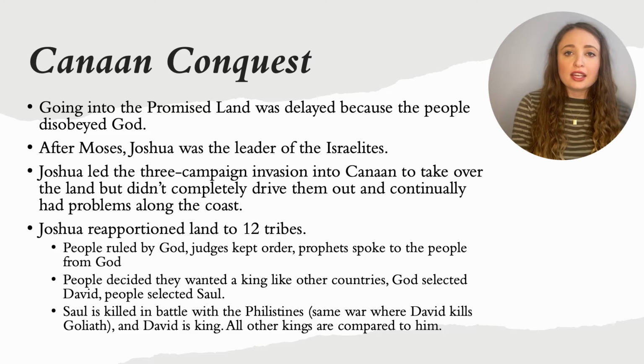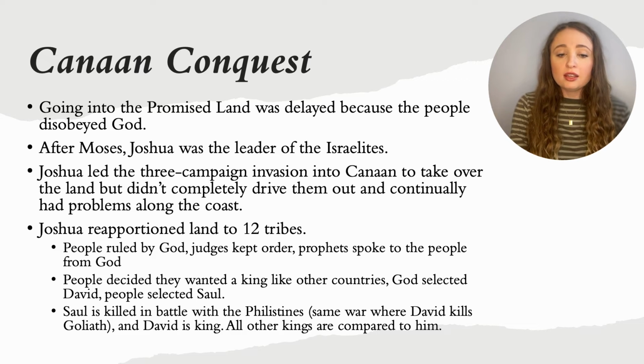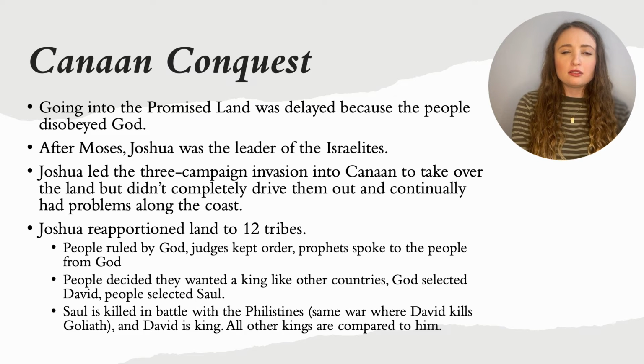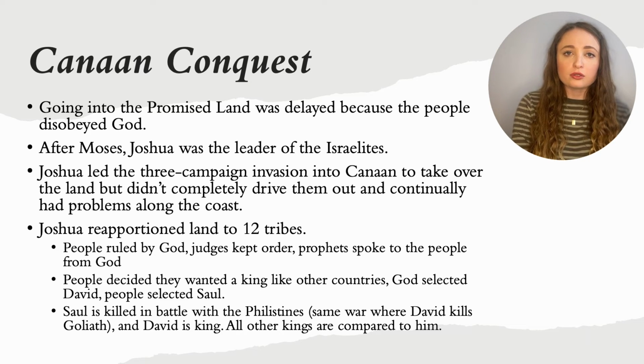But then we come to the Canaan conquest, and so going into the promised land was delayed because the people had been disobedient. So as I said, Moses didn't get to go into the promised land, but after Moses came Joshua, and he was the new leader of the Israelites. And it was through Joshua that the Israelites were able to conquer and to go into this land they had been promised. And so this happened through an invasion that they went into Canaan and they took over the land, but they didn't fully take it over. They didn't completely drive out the Canaanites, and they always had problems along the coast.